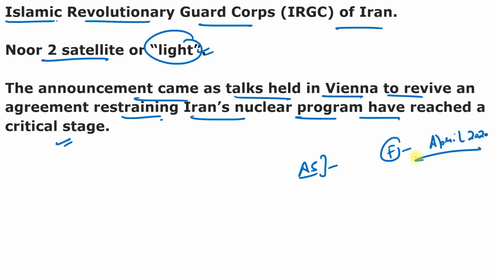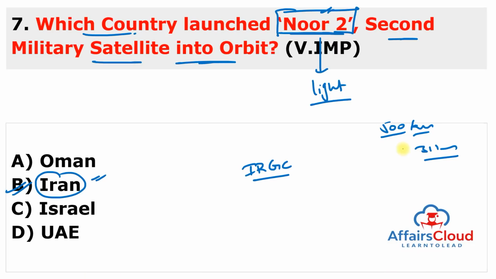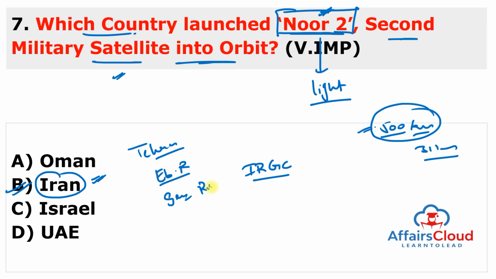And it was placed in an orbit of 425 km above the Earth's surface, but now it is placed almost at an altitude of 500 km. So remember the name, this is Nu-2, this is a military satellite and this is launched by Iran. And Iran's capital is Tehran and president is Ibrahim Raisi and Iran's currency is the Iranian Rial.